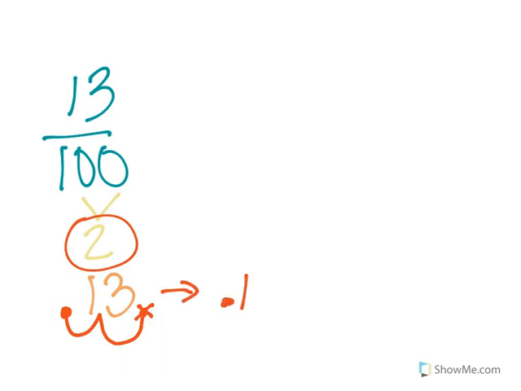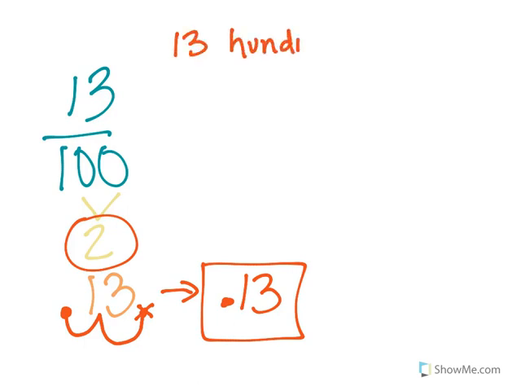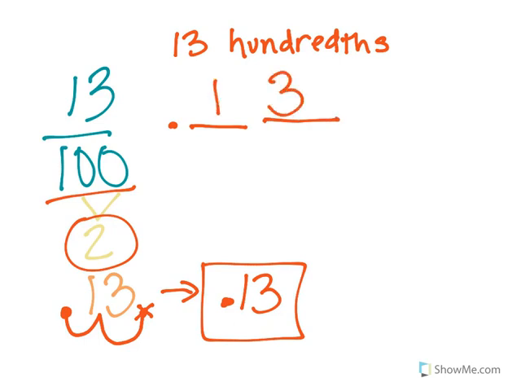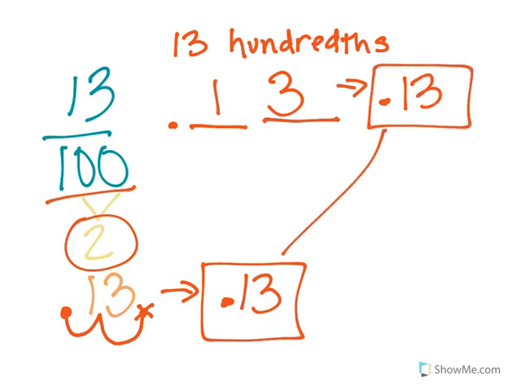So it's 13 hundredths. Another way I can do it is with place value. This was 13/100. So I know it's in the hundredths place. So I do tenths, hundredths, and I write the 13 up above. This then becomes 13 hundredths. Same answer, different ways.